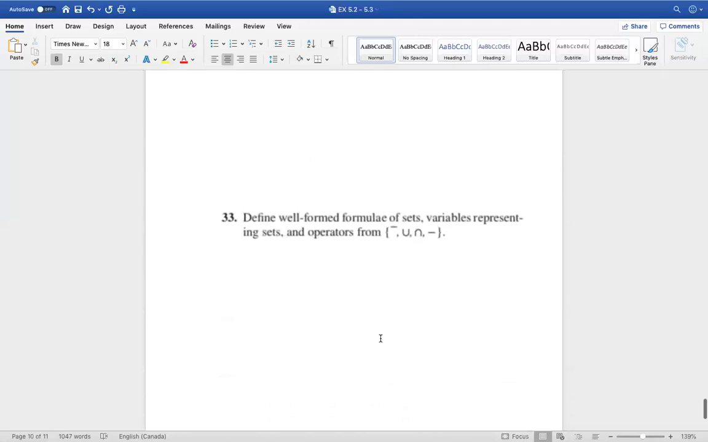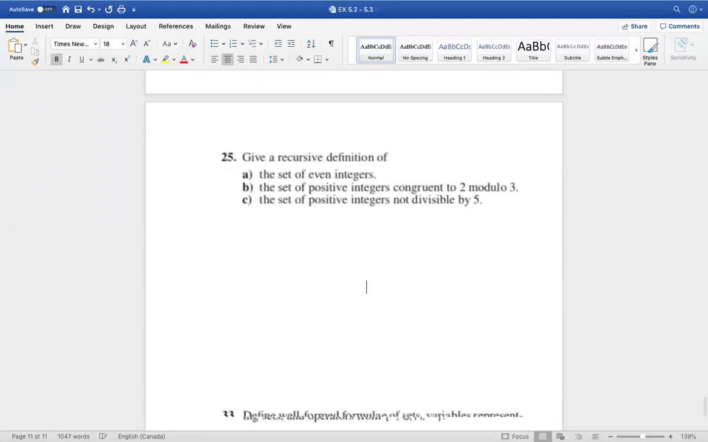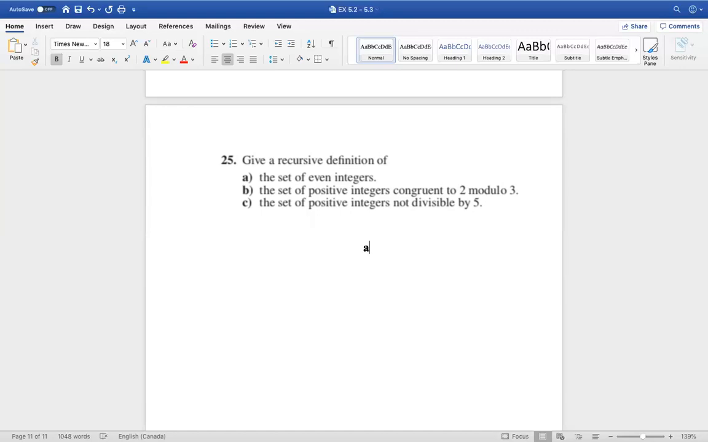Okay, let's take the last question. So we have to define the recursive definition for this set of even integers. Let's do part A. Here we have this set of even integers, and we have to give the recursive definition for the set of even integers.